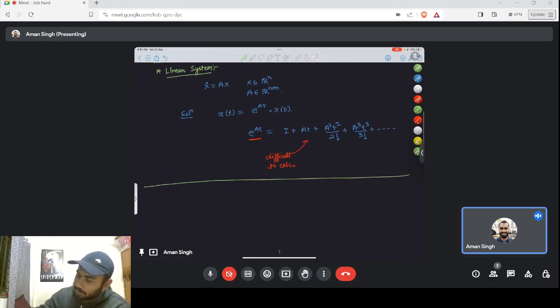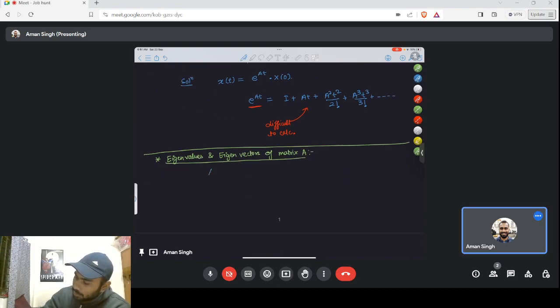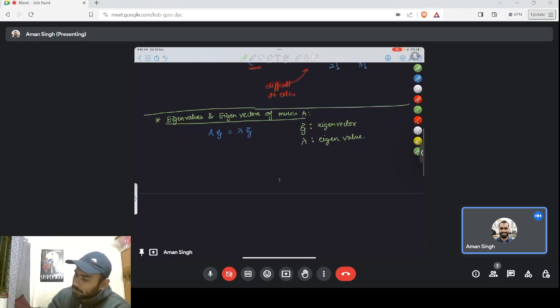Before looking at that method, let's look at the eigenvalues and eigenvectors of matrix A. Here xi is the eigenvector and lambda is the eigenvalue.